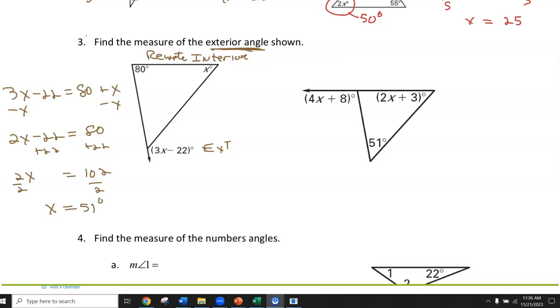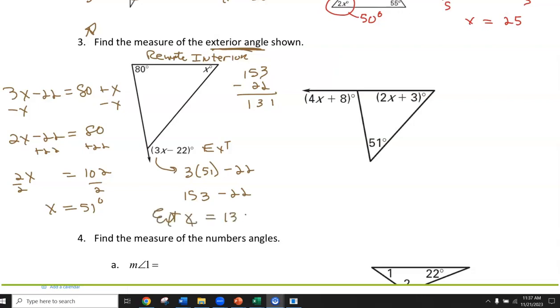I am not done because look what they're saying. Find the measure of the exterior angle. So what does this equal? 3 times the 51 you just solved for, minus 22. So 3 times the 51 is what? 3 times 1 is 3. 3 times 5 is 15. Minus 22. I'll do this up here. 3 minus 2 is 1. 5 minus 2 is 3. Bring down the 1. So the exterior angle is going to equal 131 degrees.